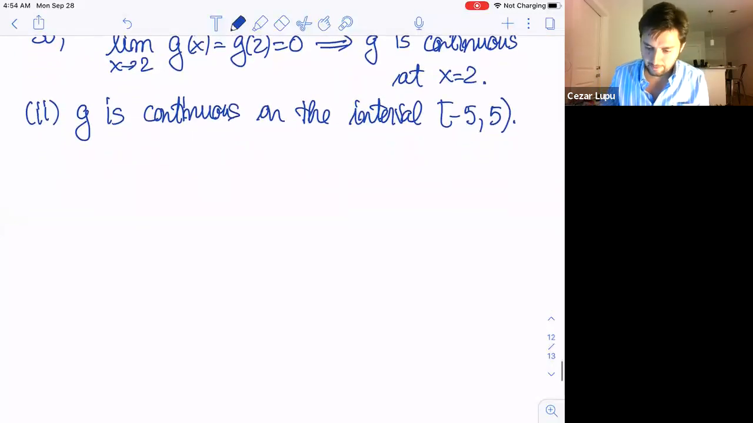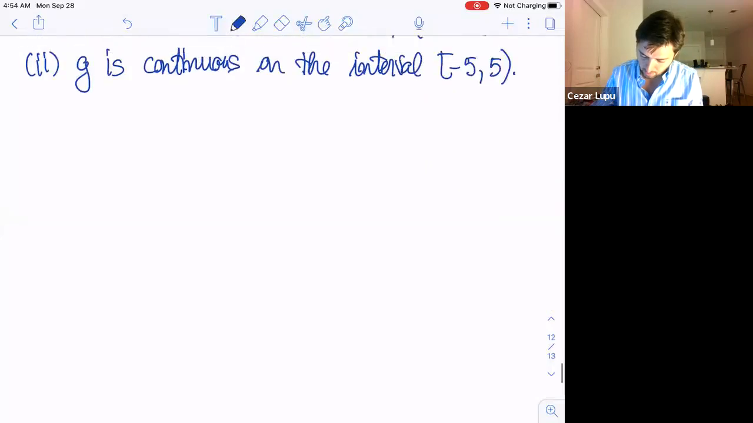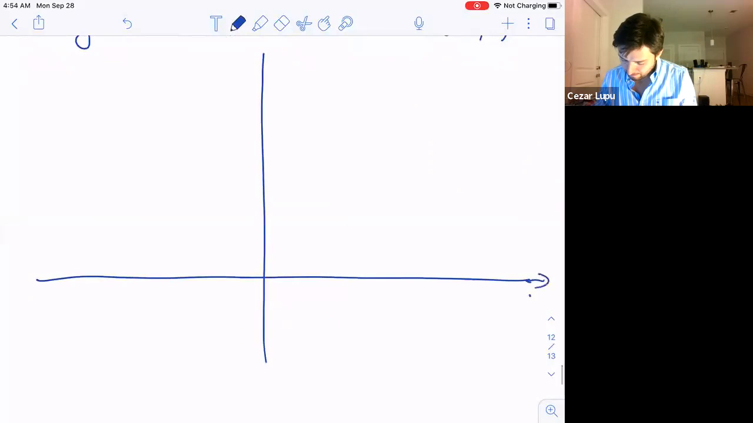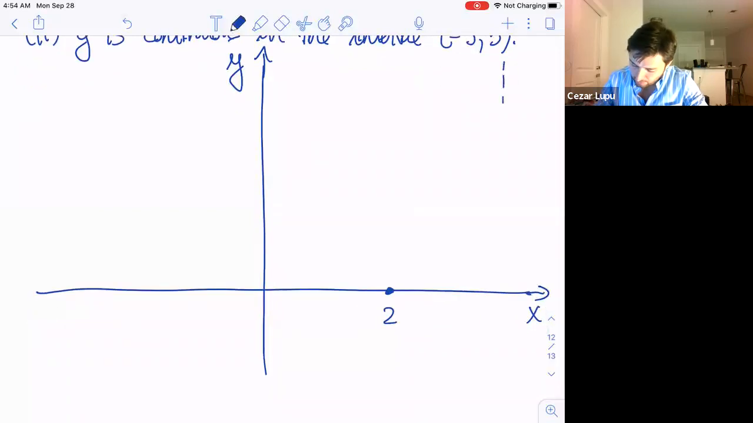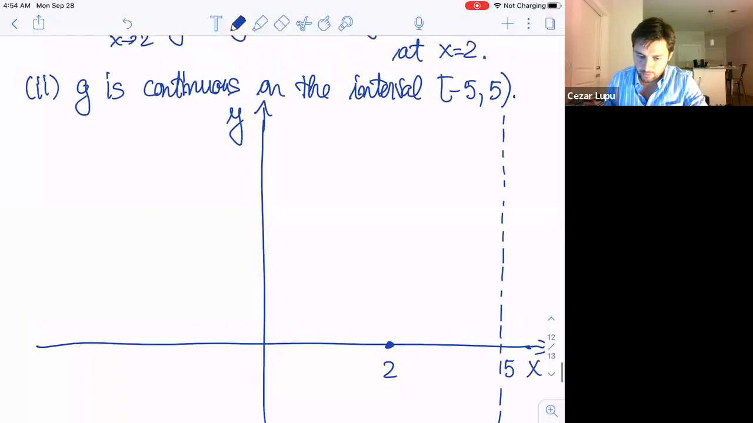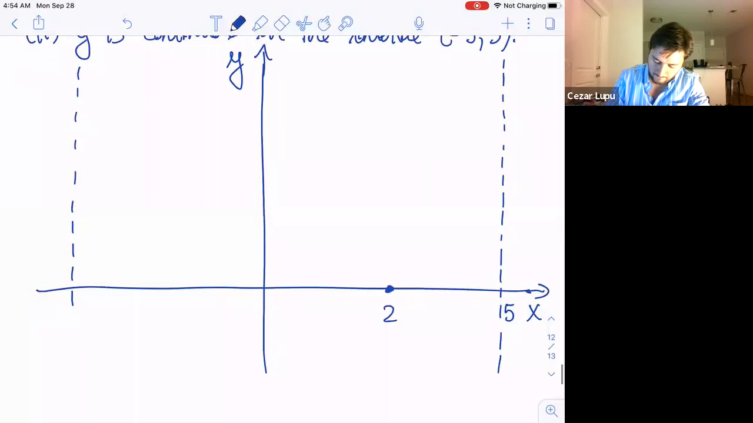So graphically, this means that, let's draw a picture. It's going to be a big one. Let's draw a big one so that you can see it clearly. So we say have here the point 2, and we said that this is continuous at 2. We have this vertical asymptote at 5. This is the point 5. And also we have here at -5. Here's the point -5.